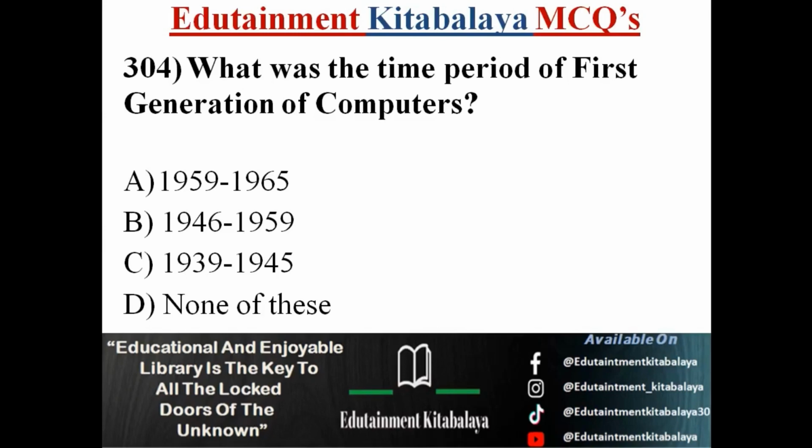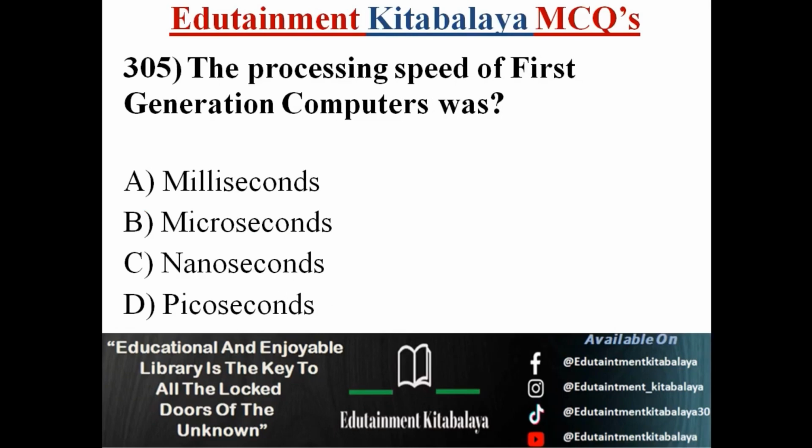Question number 304. What was the time period of first generation of computers? A. 1959 to 1965. B. 1946 to 1959. C. 1939 to 1945. D. None of these. Correct answer is B. 1946 to 1959. Question number 305. The processing speed of first-generation computers was A. Milliseconds. B. Microseconds. C. Nanoseconds. D. Picoseconds. Correct answer is A. Milliseconds.